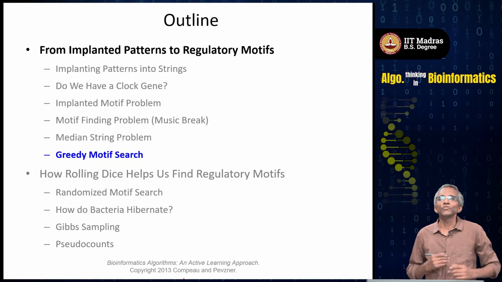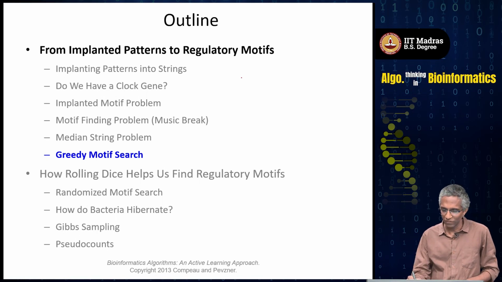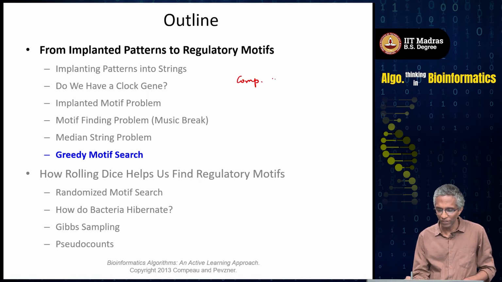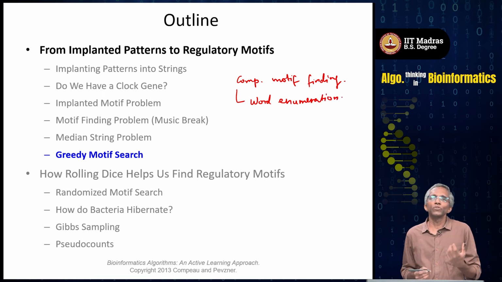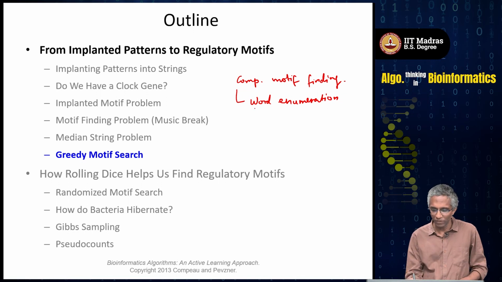Okay, so what we have seen so far is one of the approaches to motif finding using computational means, right. So, we have seen that in computational motif finding, there are two approaches that we are going to look at. One is called the word enumeration based approach, where we represent a motif as a pattern or a k-mer, right.